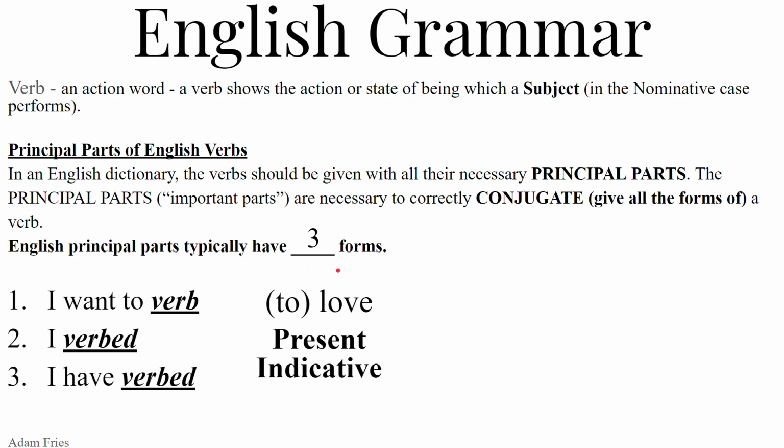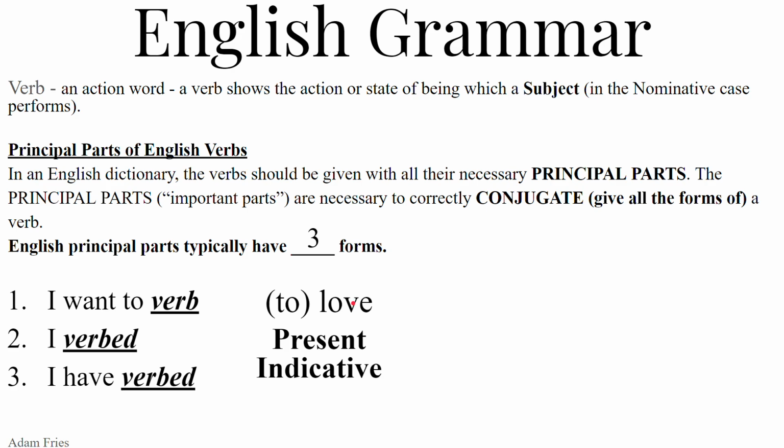This first form, this first principal or important part of the verb, is known as the present indicative. Sometimes it has a to in front of it. If there's a to in front of this form, we typically call this the present infinitive. So it actually has 2 names, the present indicative and the present infinitive. It's the present infinitive if it has the to in front of it. So to love is the present infinitive, and love by itself, that's the present indicative.